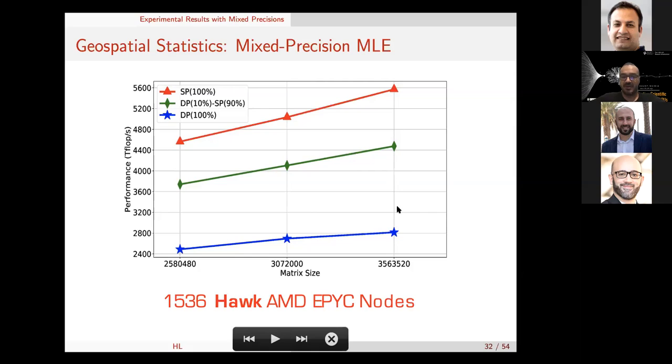And this gives us a rather huge performance increase if you were to compare to running in double precision. All right, so this is Hawk, right? And we run on Shaheen and Hawk, which are pure CPU systems, and as such, they only support double and single precision.